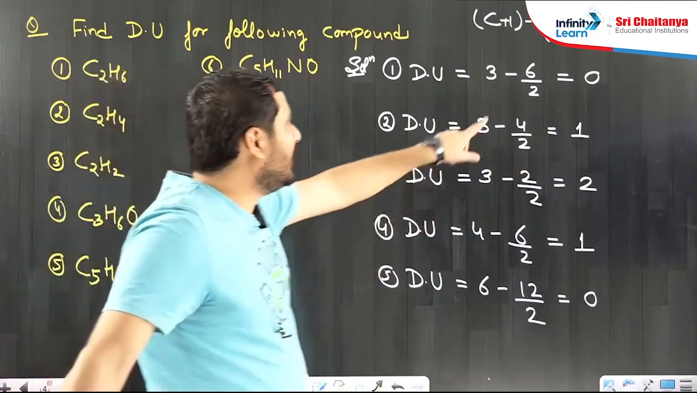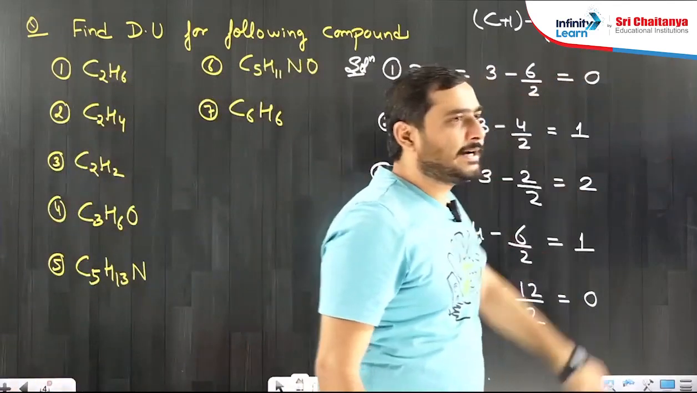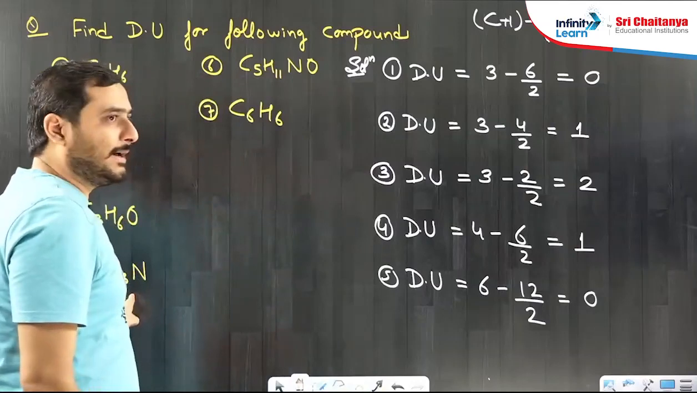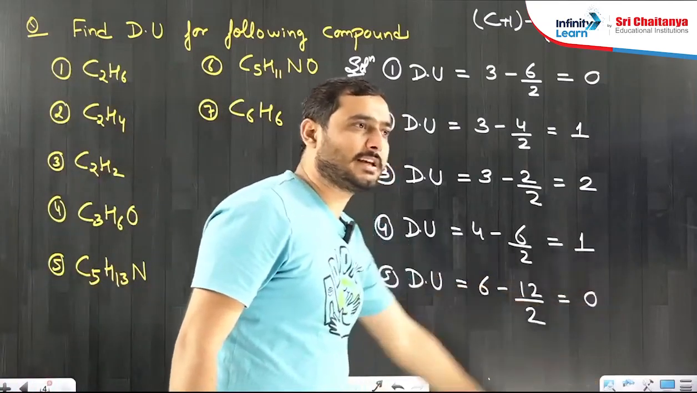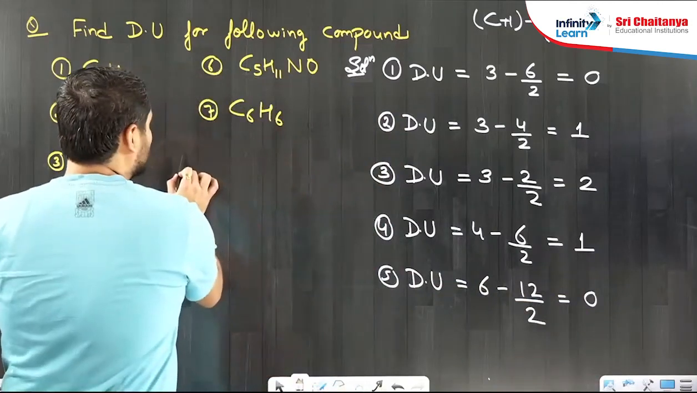So what is formula? Hydrogen plus halogen minus nitrogen. So number of nitrogen atom we have to minus. 13 minus 1, 12. So 12 by 2, 6. 6 minus 6 is 0. Okay. Now tell answer for sixth part.